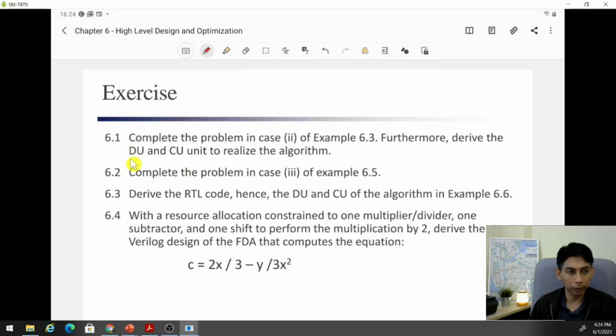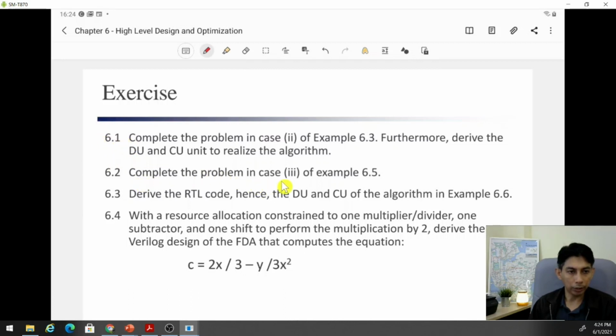So we have done this DU and CU. We created this already in the design, and also the Verilog program for these two, and even the simulation result. So you can refer back to that for the answer to this question.